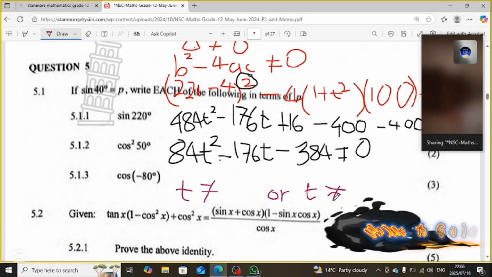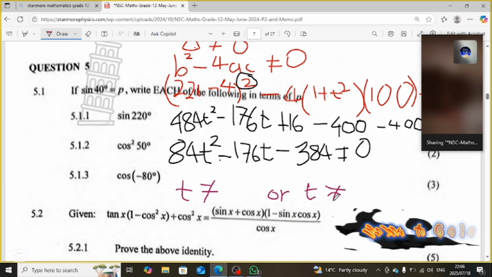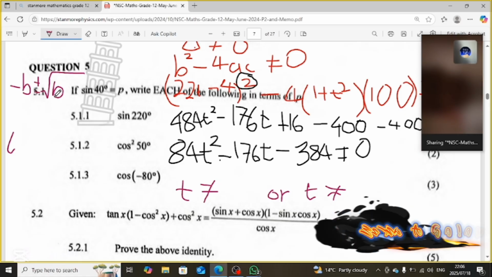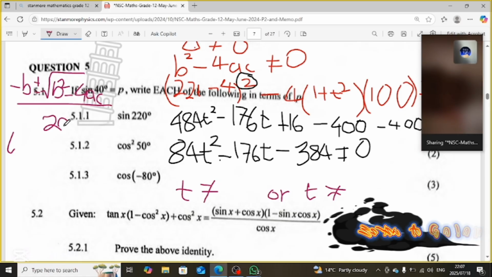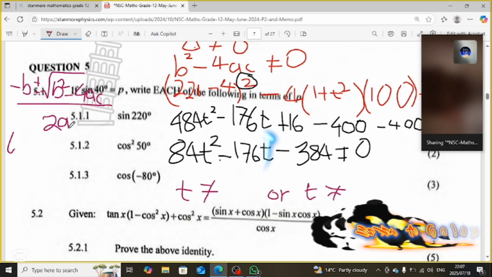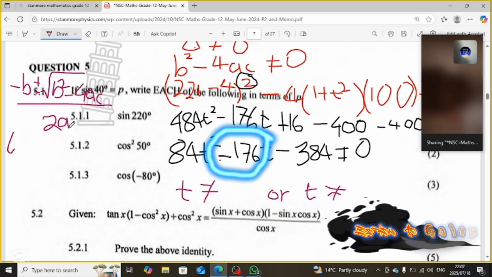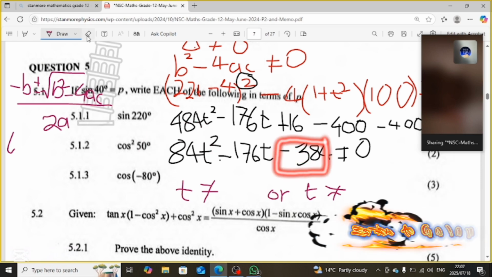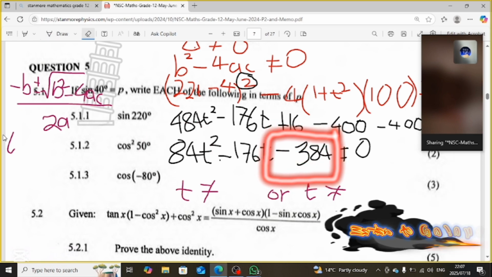Now we can see that this is a quadratic equation, using the quadratic formula: negative b plus or minus the square root of b squared minus 4ac, all over 2a. We will then substitute the values of b, which is negative 176, a, which is 84, and c, which is equal to negative 384.